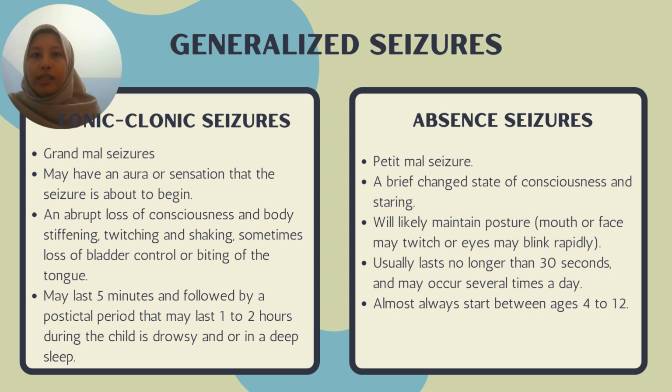One of the generalized seizures too is absence seizures, also known as petit mal seizures, which is a brief change in state of consciousness and staring. The person will likely maintain posture, and may twitch around the mouth or face, or the eyes may blink rapidly. It usually lasts no longer than 30 seconds and may occur several times a day. It almost always starts between age 4 to 12.